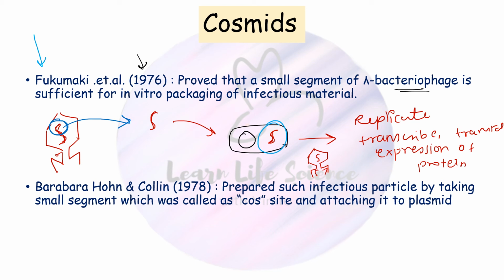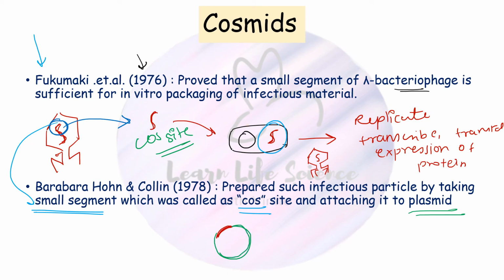Later on, scientists named Barbara Hohn and Collins worked on the same thing in 1978. They prepared such an infectious particle by taking that small red segment, which was termed the cos site. They took that small segment termed the cos site and integrated it in the plasmid. So this is the region from the plasmid and this is the cos site taken from the bacteriophage.